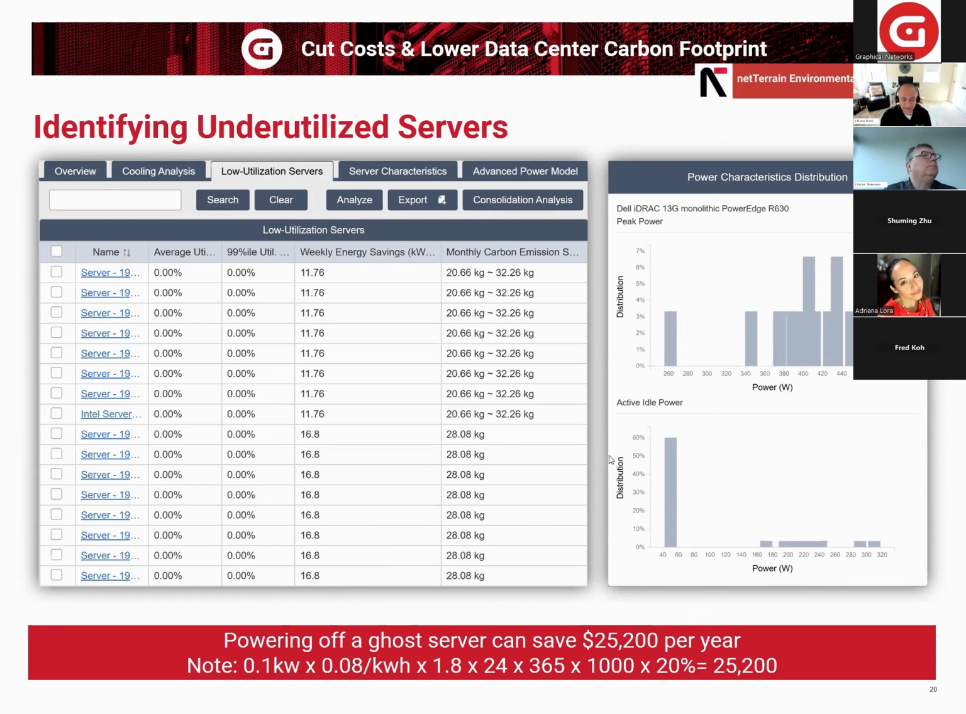And as you can see here at the bottom, turning off such servers, or ghost systems or servers as we call them, can rack up significant savings over a period of time. So in this case, just finding, I think, a certain small percentage of underutilized servers and shutting those down can lead to almost $25,000 savings per year.